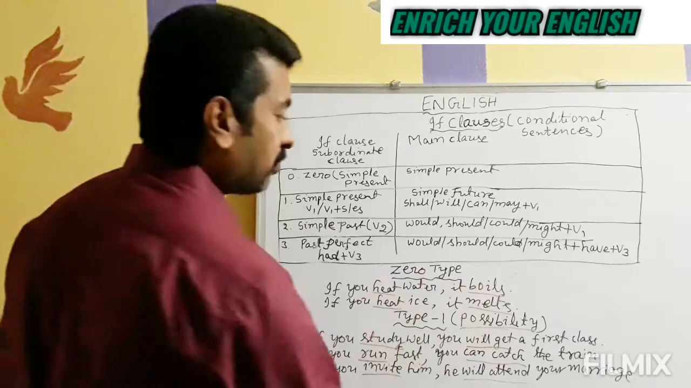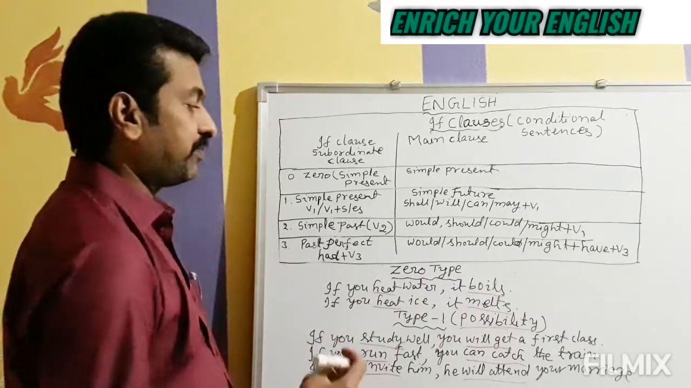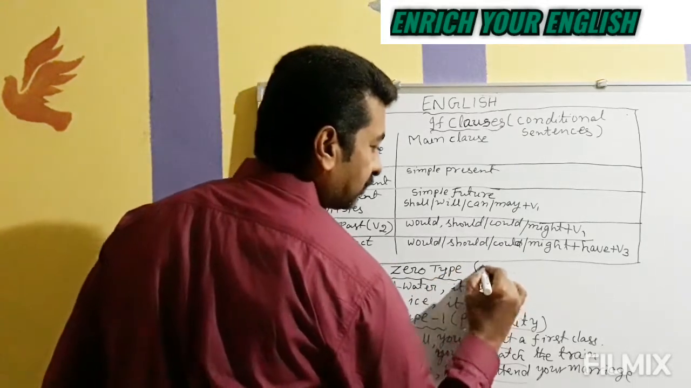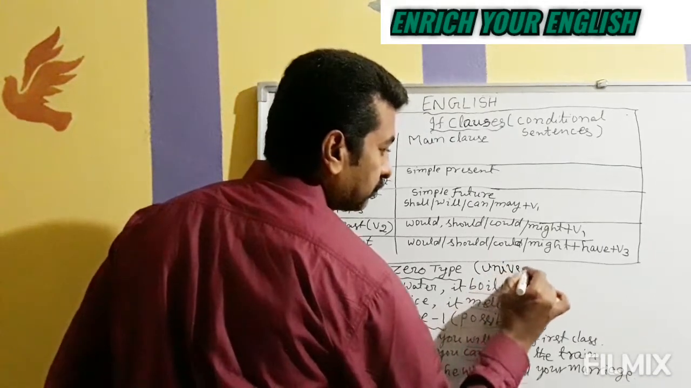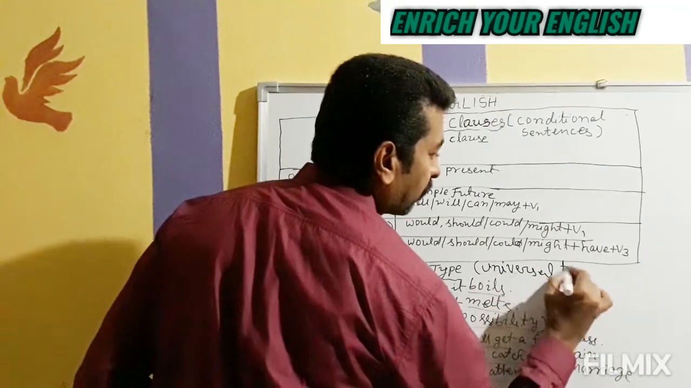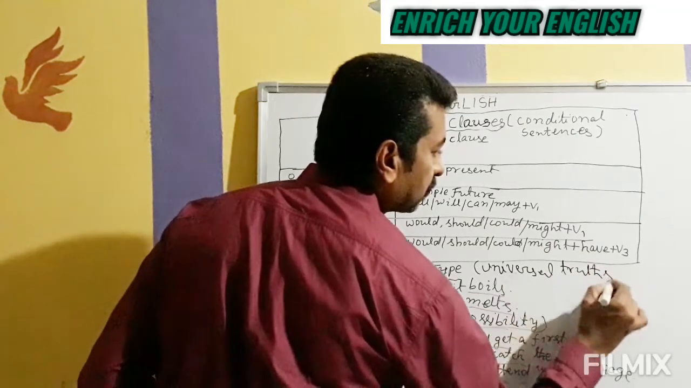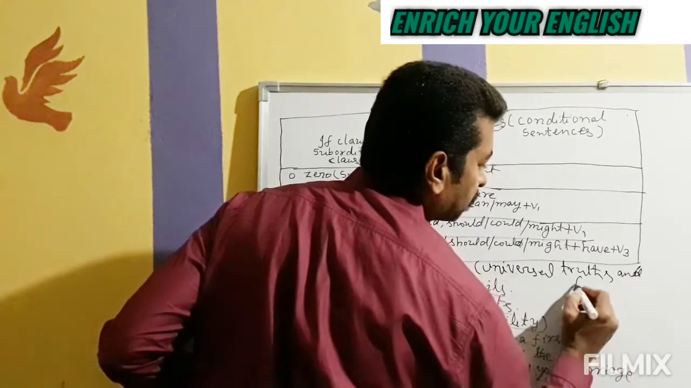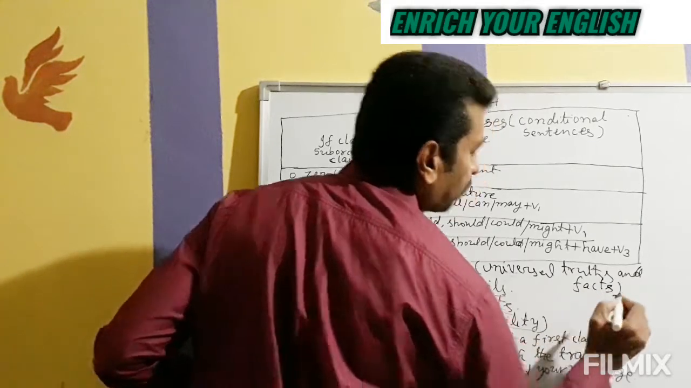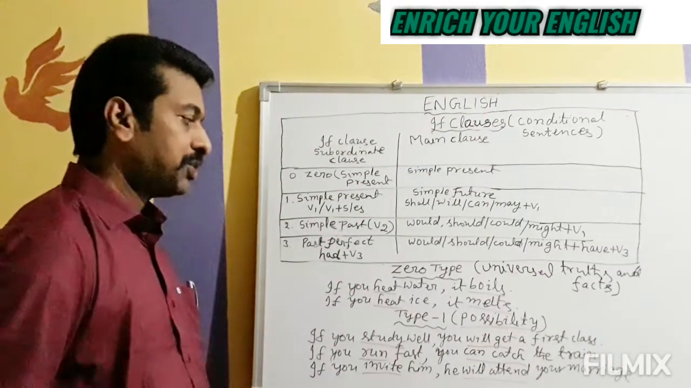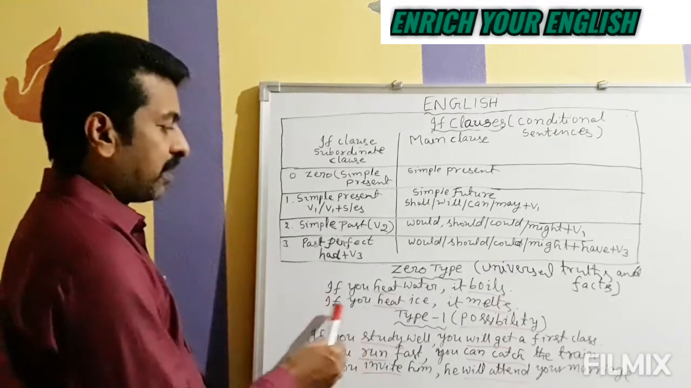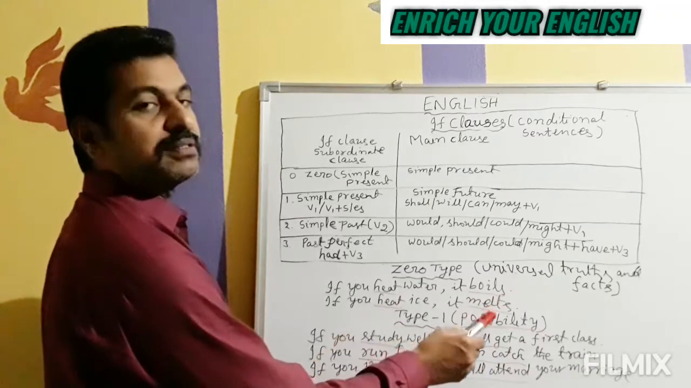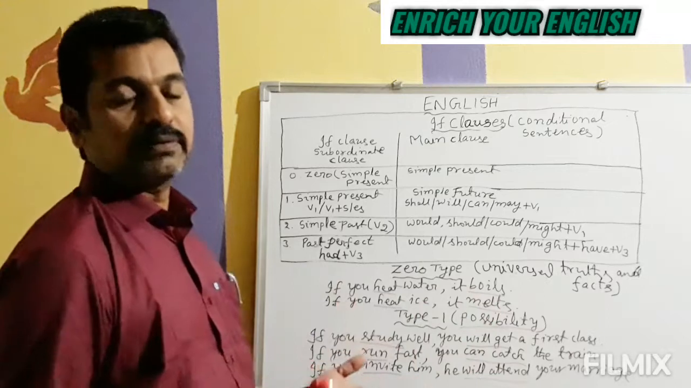These are universal truths and facts. For universal truths and facts we use zero type sentences. And the next one is, if you heat ice, it melts. Here heat is simple present, melts is simple present.